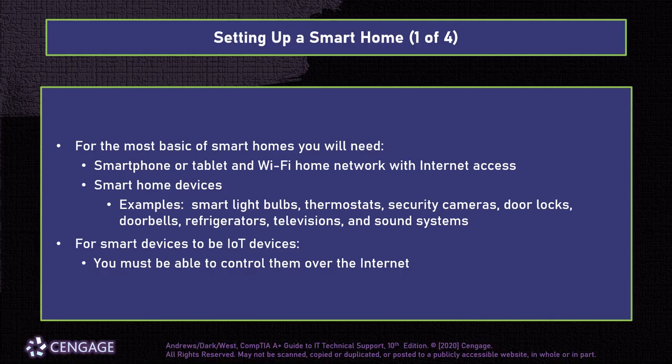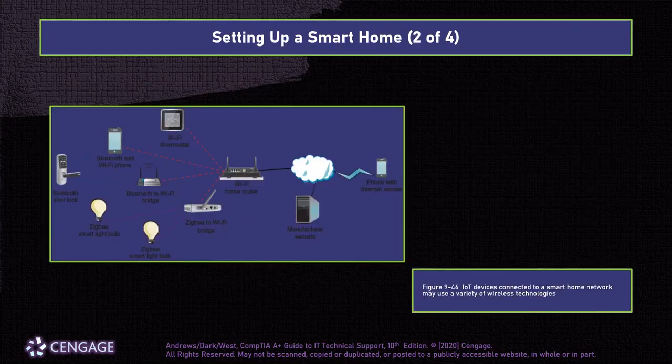Now, for the most basic smart home configurations, you're going to need some kind of interface to be able to control it, so a phone or a tablet, a Wi-Fi home network with internet access, and then some kind of smart device. For smart devices to become IoT, they have to be able to connect to the internet, hence the I in IoT, the Internet of Things. So here we can see our home router, and it's able to connect to our Zigbee bridge, our Bluetooth bridge, etc., and it's able to connect to all of the different devices in question.